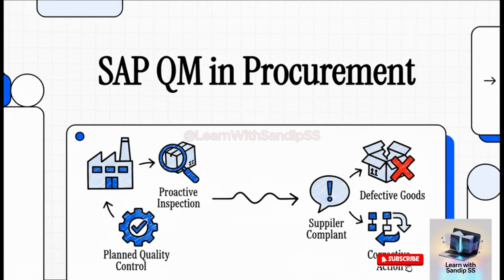Let's talk about a real headache, one that anybody in a supply chain knows all too well: quality. I mean, what really happens when a supplier sends you a batch of bad parts? It's a mess, right? Well, today we're going to break down exactly how SAP's quality management module, you'll hear it called QM, gives you a powerful, systematic way to handle that exact problem.